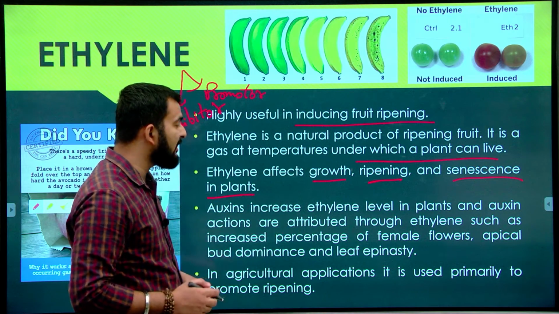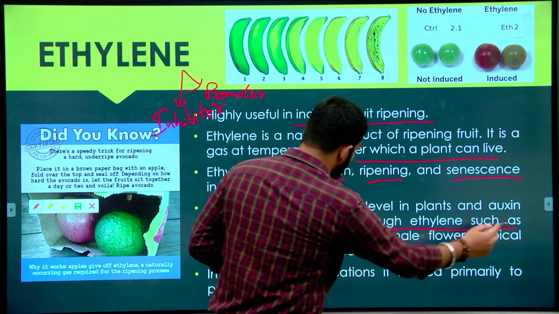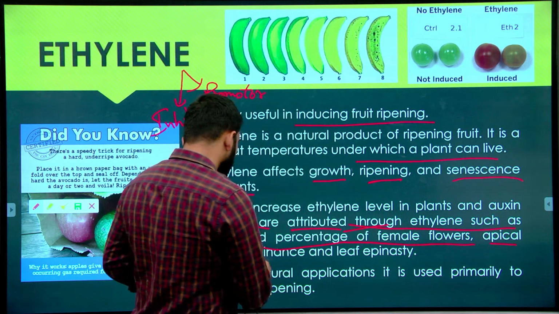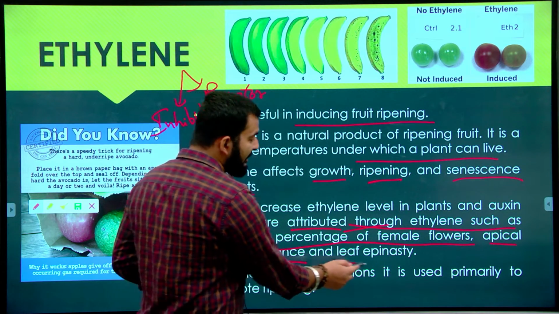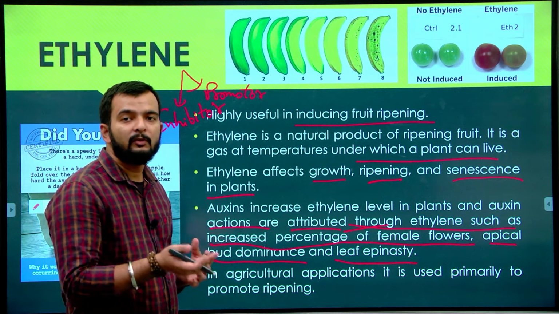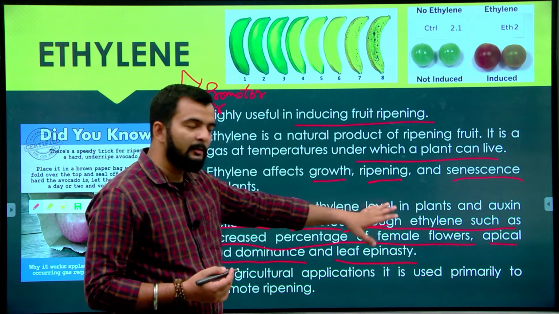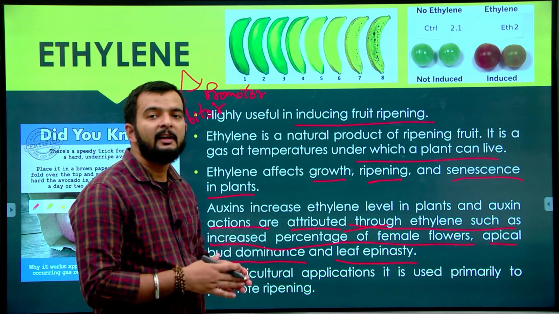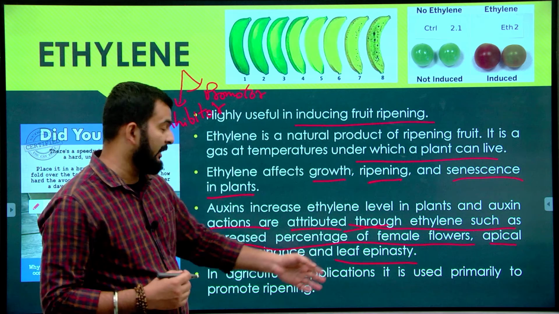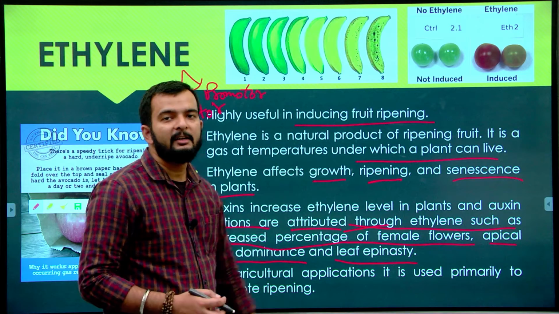So, auxin increases ethylene level in plant, and auxin actions are attributed through ethylene, such as increased percentage of female flowers, apical dominance, apical bud dominance and leaf epinasty. Okay. So, again the lower surface of the leaves will be more pronounced, right. You can see here, auxin increases ethylene level in plant. So, auxin and ethylene are interrelated. It will increase the level of ethylene in plant, and that's how it exerts its effect. It will increase the percentage of female flowers, and apical bud dominance and leaf epinasty will be observed.